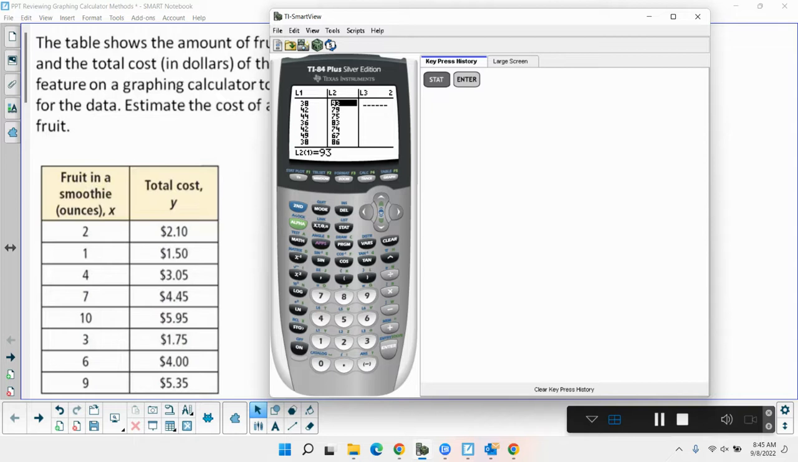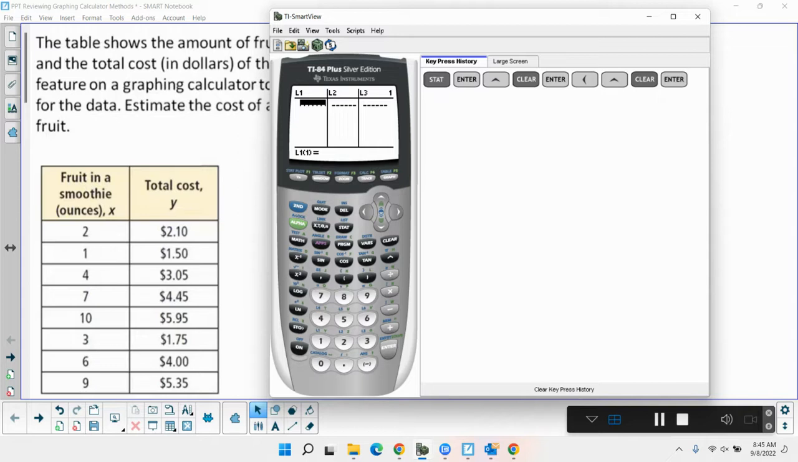Okay, so to clear your list, hit your up arrow key to highlight whichever one you're clearing, and then just hit the clear button, which is right there, far right at the top. Then hit enter, and it'll clear it out for you. I'll hit my left arrow key and up to highlight the L1, hit clear and enter, and now I'm ready to put in my new list. Questions on clearing lists?